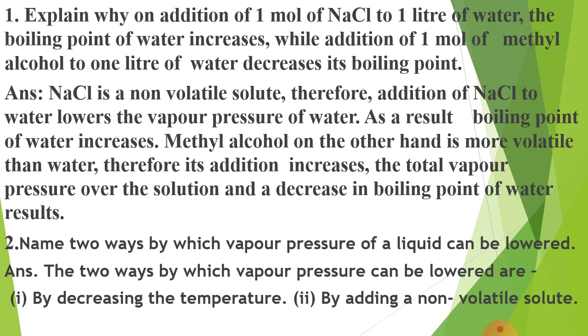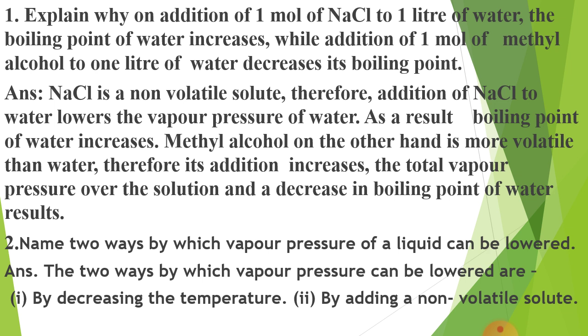Now some questions based on vapor pressure. Question number 1. Explain why on addition of 1 mole of NaCl to 1 liter of water, the boiling point of water increases, while the addition of 1 mole of methyl alcohol to 1 liter of water decreases its boiling point. As you know, NaCl is a non-volatile component, but methyl alcohol is a volatile component.